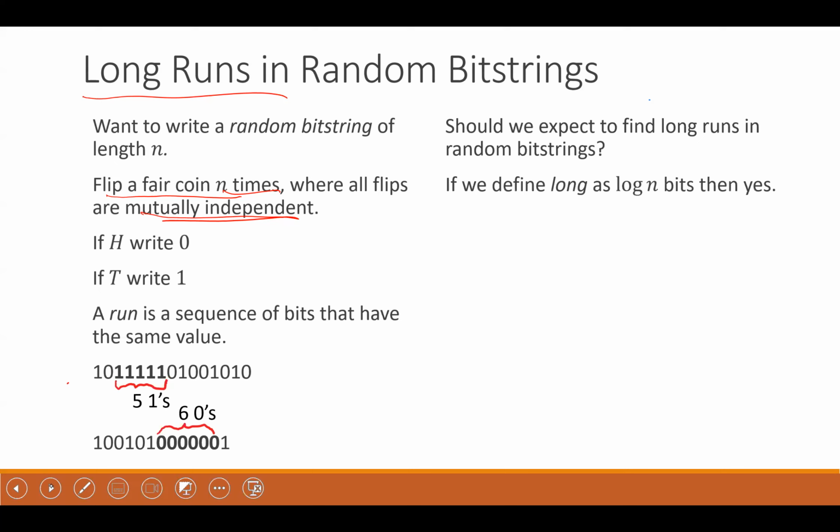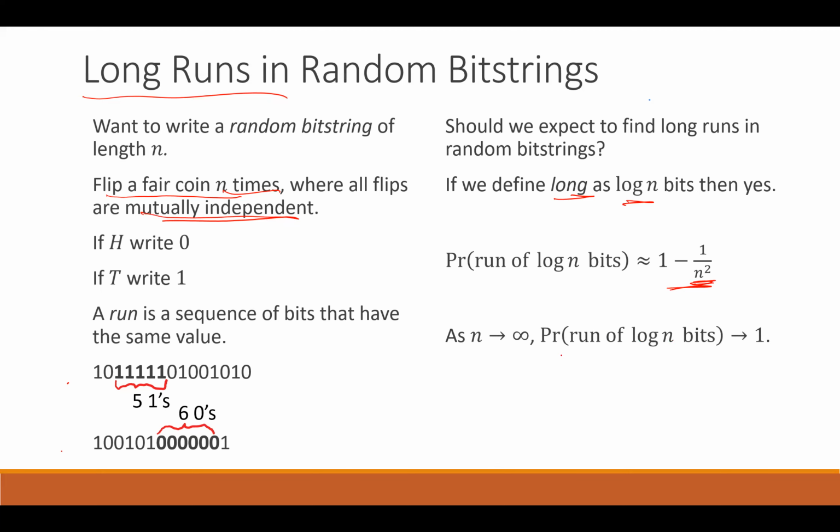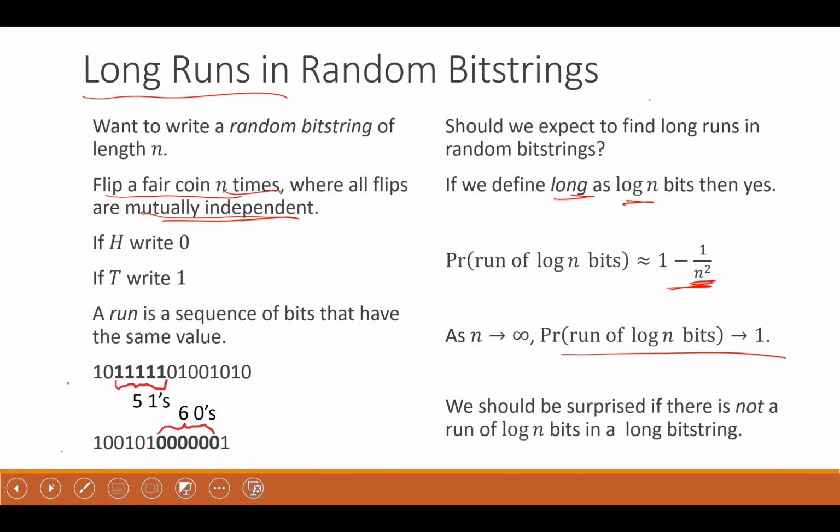And it turns out that if we say that long is log n bits, or roughly log n bits, then yes, you should find a long run. And in fact, the probability is about 1 minus 1 over n squared. As n gets larger and larger, this 1 over n squared approaches 0. So on a very long bit string, you should really expect to see a long run, or long being log n. You should be very surprised if you don't see it. Okay, so that's the problem. I'll give you the high level solution just so you're aware.